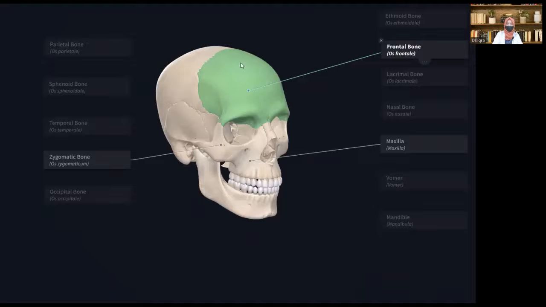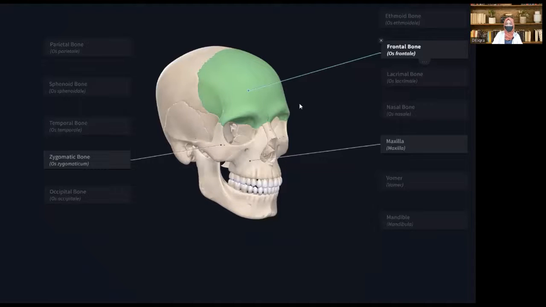Frontal bone is a large flat bone. It forms the anterior superior aspect of the cranium. It actually forms the forehead and it lies superior to the nasal bone, zygomatic bone, sphenoid bone and the maxillary bone. And this bone is supplied by the middle meningeal artery.